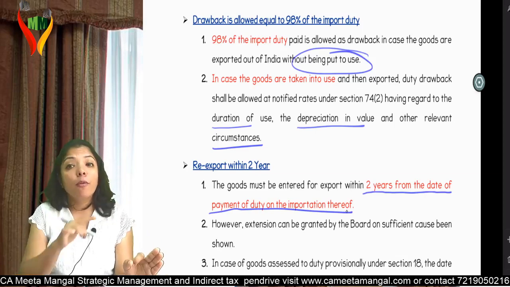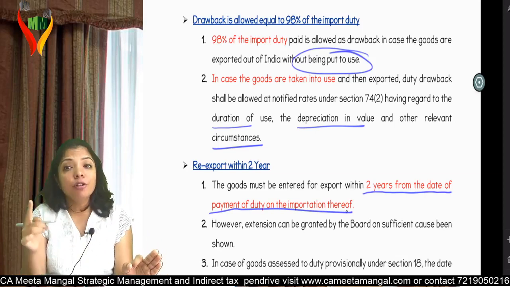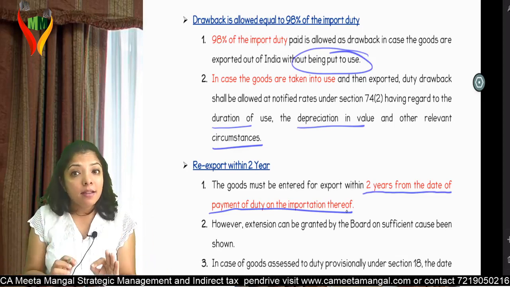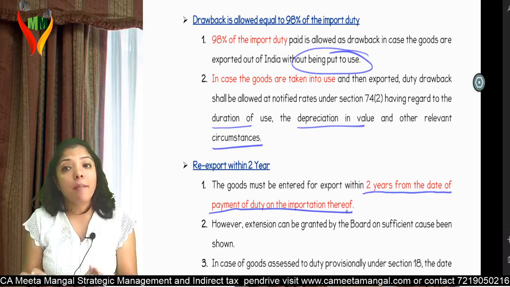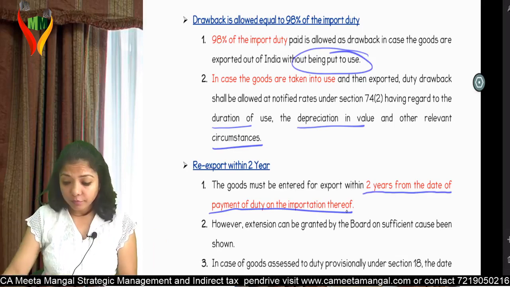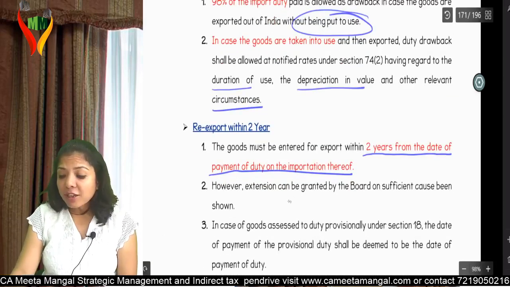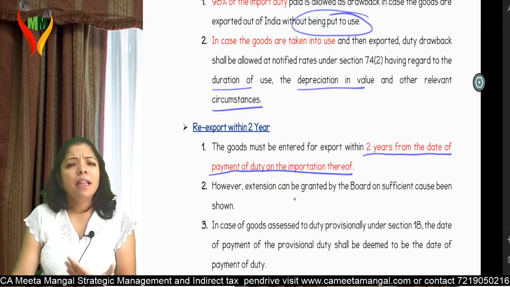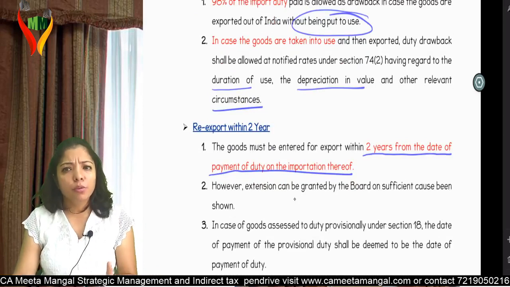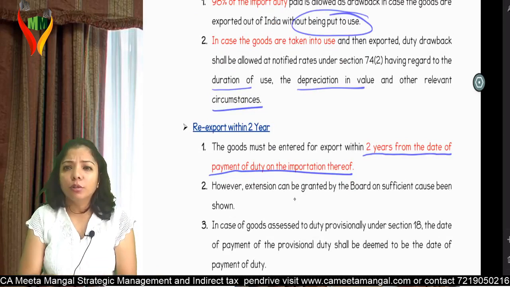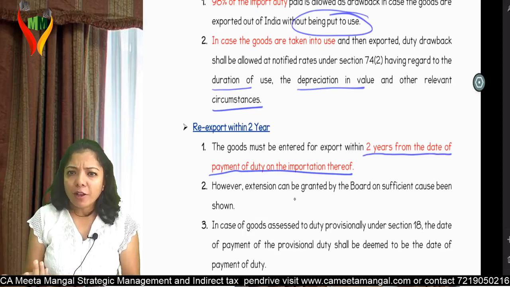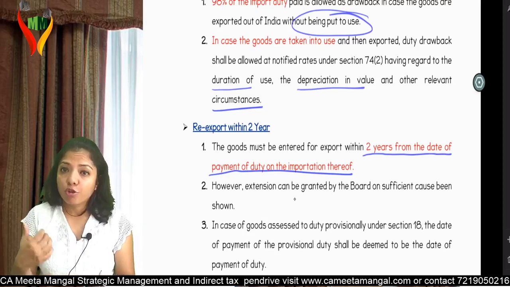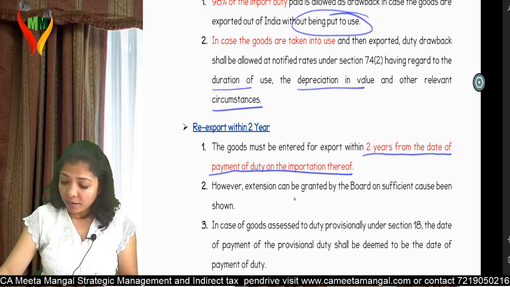Import duty. From that date, within 2 years, you have to export it again. Then only you are eligible for duty drawback under section 74. However, extension can be granted by the board on sufficient cause being shown. Assume I am unable to re-export within 2 years and I am exporting after 2 years, and if the department or board feels that there was some genuine reason, they may allow and give me duty drawback, but that's not my right. Am I clear?